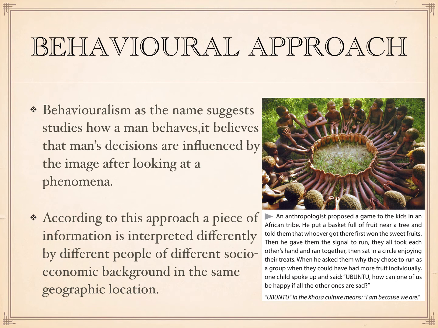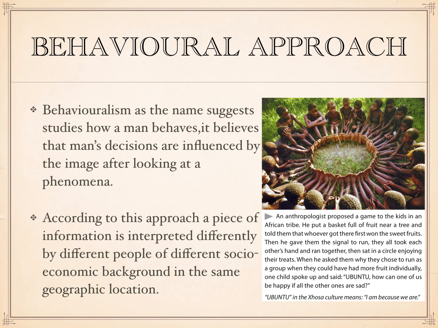The third approach, which developed in 1970s, the third school of thought was behavioralism. Behavioralism, as the name suggests, studies how a man behaves. It believes that man's decisions are influenced by the image after looking at a phenomena. According to this approach, a piece of information is interpreted differently by different people of different socioeconomic background in the same geographic location. I shared a picture of Ubuntu.